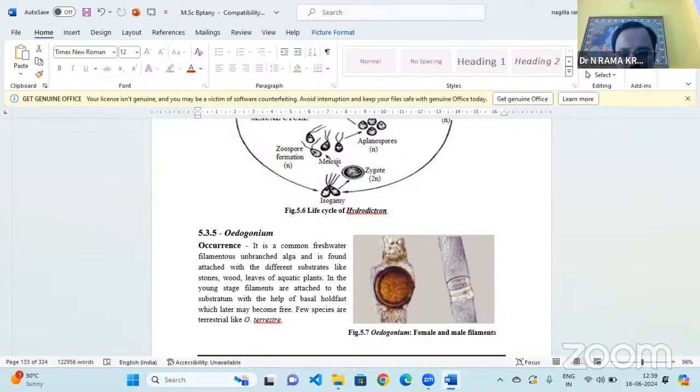Yes. So this is Chlorella. And the next one, now you see, is Scenedesmus. This is also one of the chlorophytic algae.